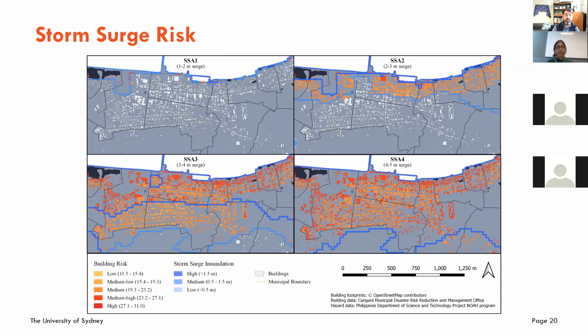But in a lot of cases, what we see is that households that are in more well-built structures often don't think about, or are unaware of, those risks that they might be experiencing.